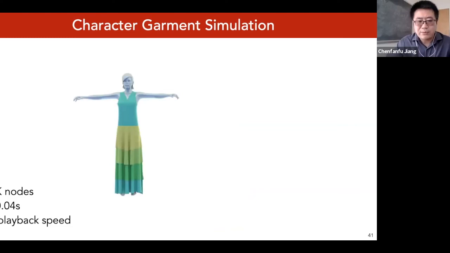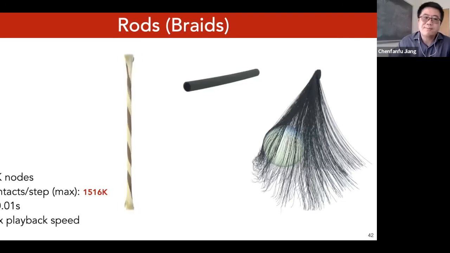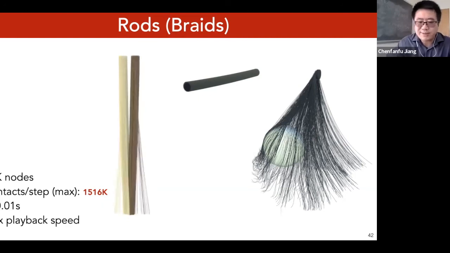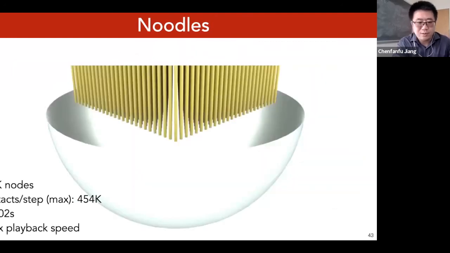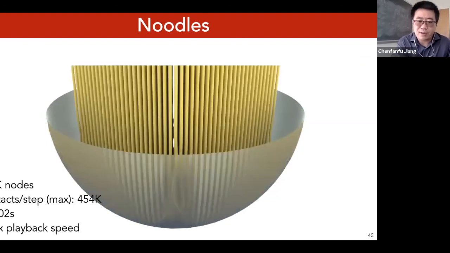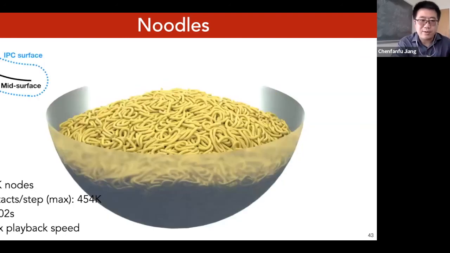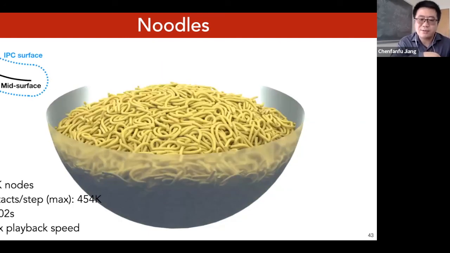And we can also simulate rods or hairs using a discrete rod model to capture bending and twisting. So here, for the hair simulation, at the maximum, we process over 1 million contact stencils per time step. And beyond hairs, we can also simulate noodles. They're pretty thick rods. And because the thickness is modeled with guarantees, we can also easily visualize the surface by just assigning a cylinder to each segment.